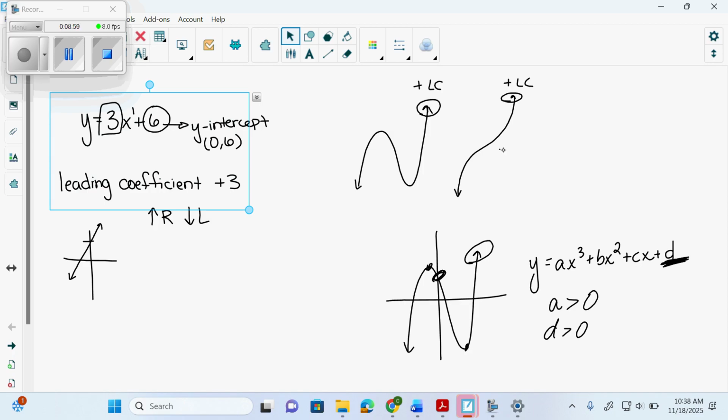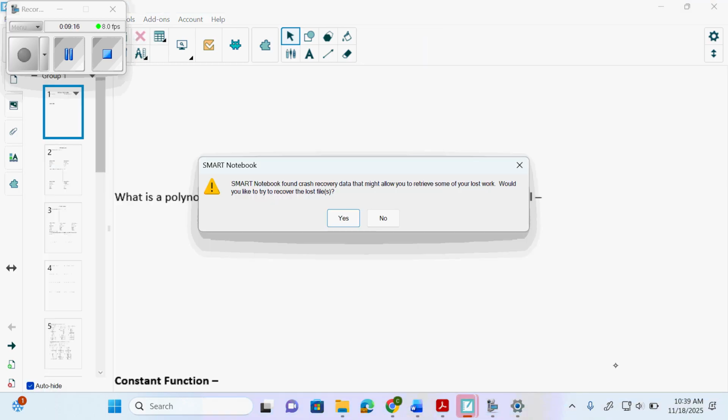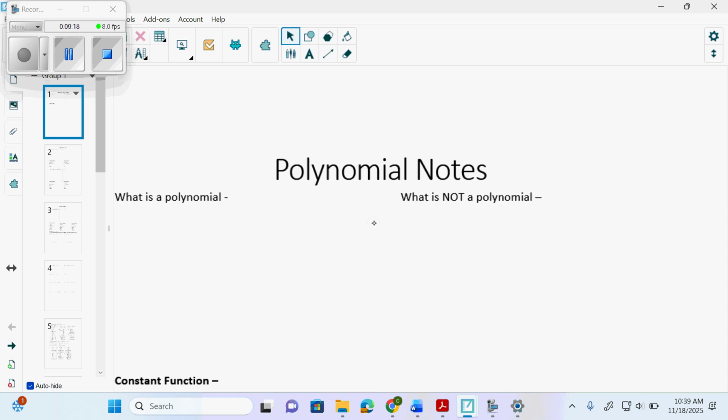Okay? The domain and range of both of these, linear and cubic, so degree 1 and degree 3, are x is an element of the reals and y is an element of the reals, because they disco. Anytime it disco-s, we have all the x's in the world and all the y's in the world. Okay? Then we're going back to quadratics from grade 11.